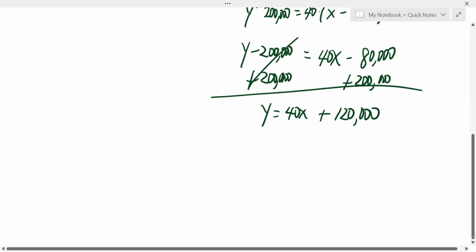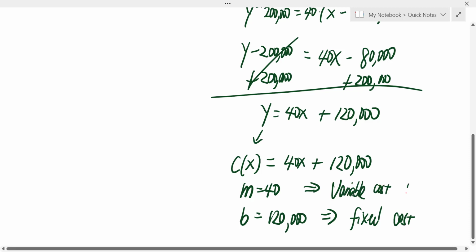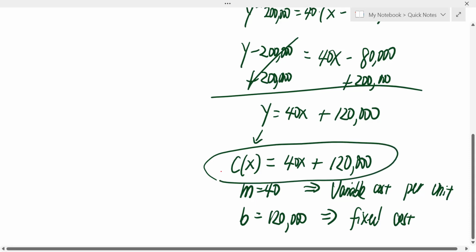And put into real context. So y here represents the cost function C of x, 40x plus 120,000. Here the slope is 40. The y-intercept is 120,000. 120,000 here represents the fixed cost. And 40 here represents the variable cost per unit. So we take out the cost function. The cost function is equal to that.